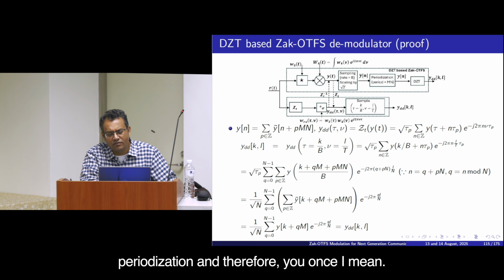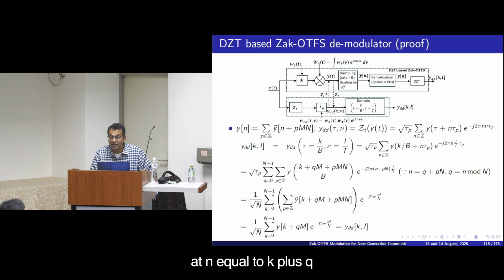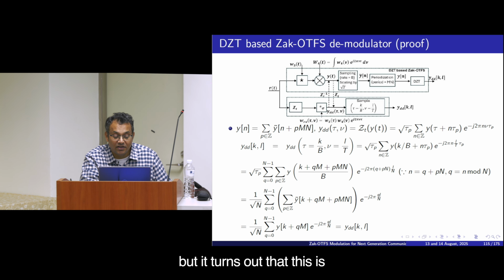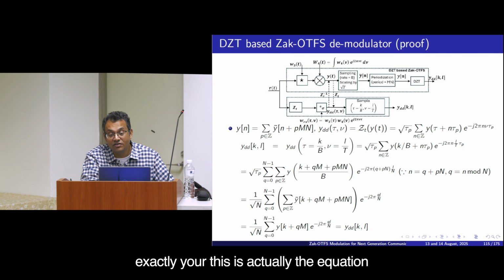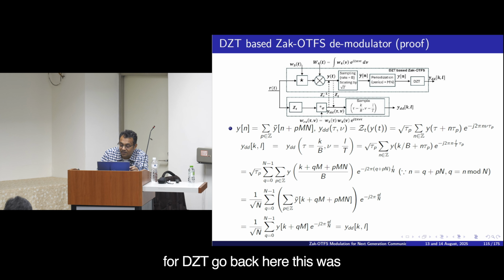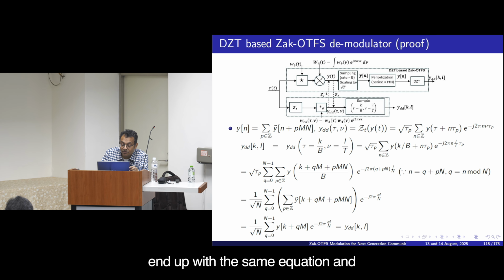Therefore, this thing inside the bracket is basically this periodized signal at n equal to k plus qM, and this comes here. But it turns out that this is actually the equation for the DZT. If you go back here, this was the equation for the DZT. You exactly end up with the same equation.